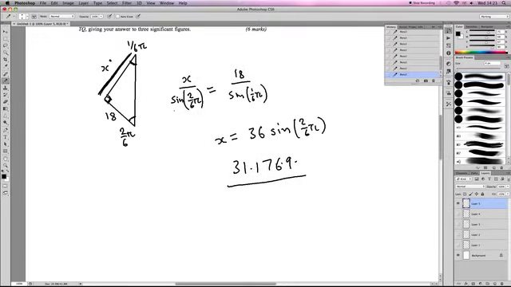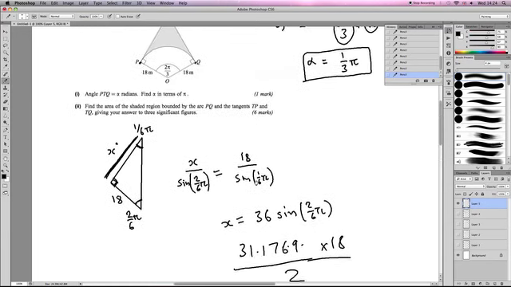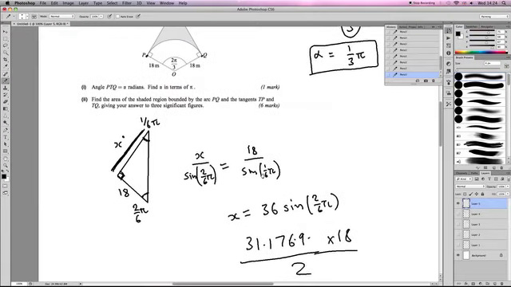So yeah, I'm going to do the area of a triangle, which is this times 18 divided by 2. The area of my triangle is a big massive number, 280.59. The numbers look a bit too big for my liking, so I might have to stop and think, where have I gone wrong?